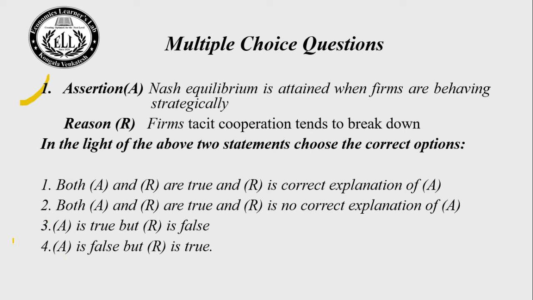So the right answer for this question is choice number 1, that is both A and R are true and R is the correct explanation of A. How? We get a Nash equilibrium only when the tacit cooperation breaks down. So the right answer for this question is choice number 1. Let us go to the next question.